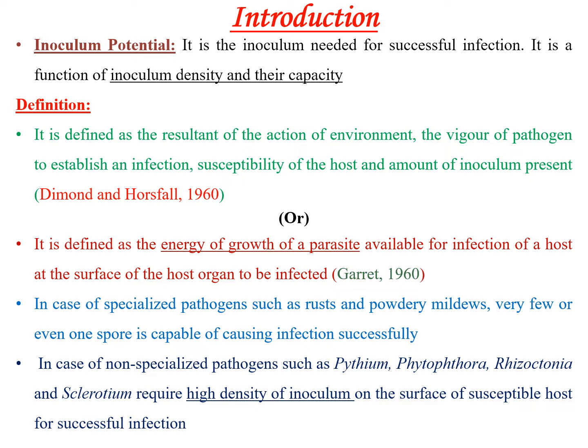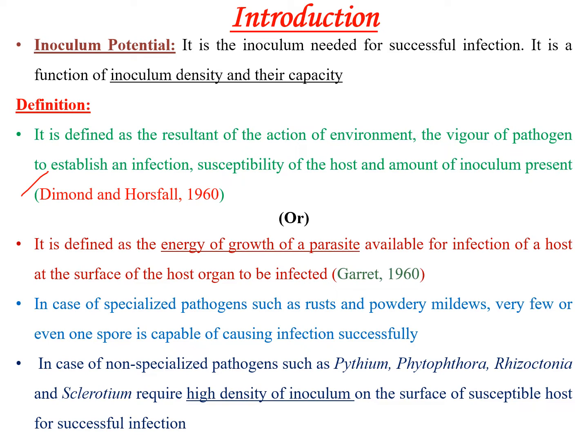It is defined as the resultant of action of environment, vigor of the pathogen to establish an infection, susceptibility of the host, and amount of inoculum present. This definition was given by Diamond and Horsfall during the year 1960. Or it is also defined as the energy of growth of a parasite available for infection of a host at the surface of the host organ to be infected. This definition was given by Garrett during the year 1960. These two definitions we can follow for the inoculum potential.